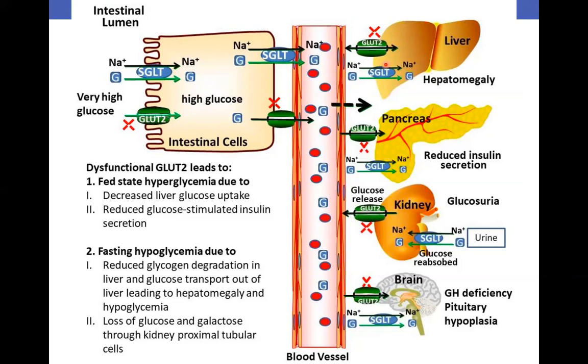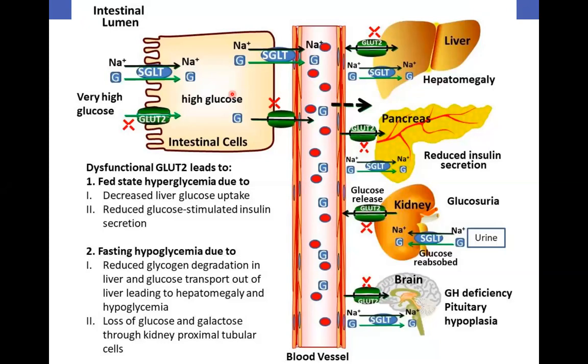It should make sense that if I don't have GLUT2, my glucose can't leave, and so I'm getting accumulation of glycogen, and it's specifically happening in organs that express the GLUT2 transporter, which is like the liver, the pancreas, the kidney, mostly. I think I ignore the brain for now, to be honest. But the liver, pancreas, kidney, and a little bit of the intestine as well. Okay. Does that make sense?